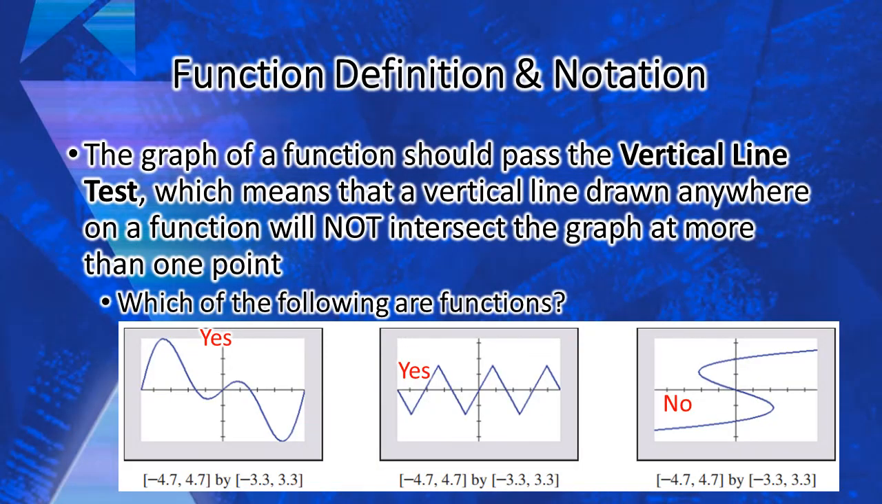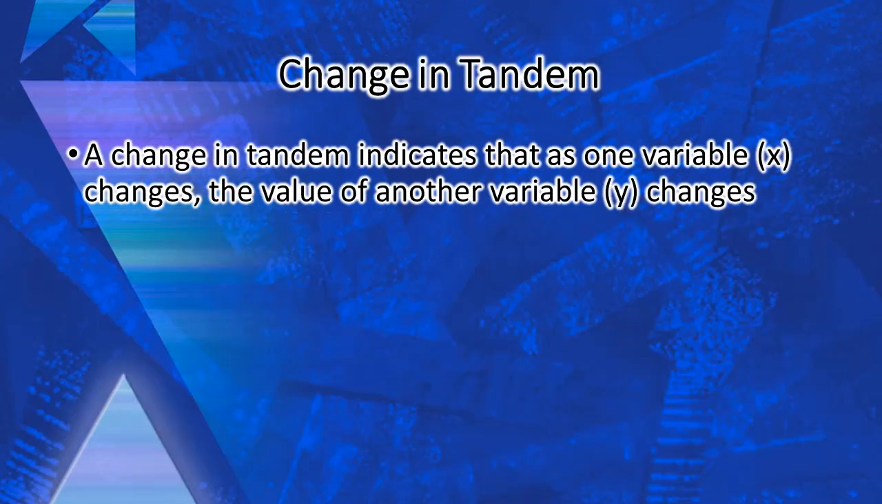Change in tandem sounds really fancy, but a change in tandem simply indicates that there is a change in our output whenever we change our input. So as we change x, y is also going to change.